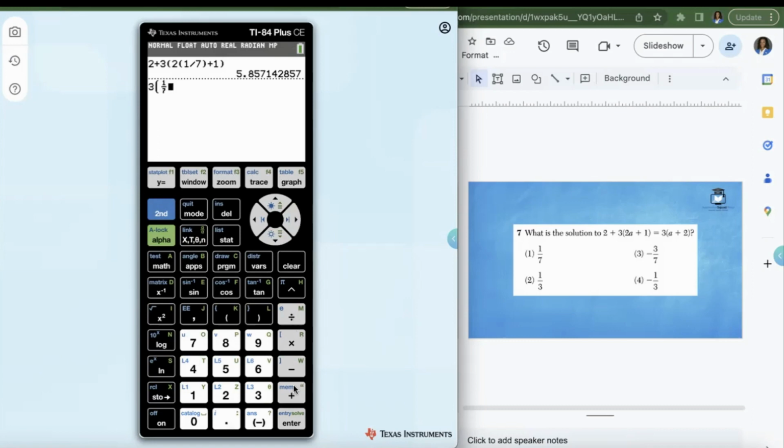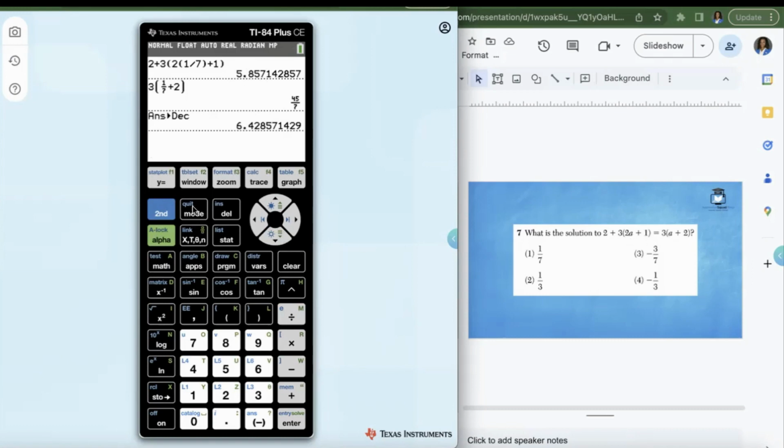We're going to press arrow right to continue typing in the answer here. And so now we have 3 times 1/7 plus 2. And that gives us 45/7. But let's say we want to turn that into a decimal. We're going to press math, go down to 2, and then press enter. So if you notice, these two values are not equivalent. Therefore, 1/7 is not a solution to the equation.